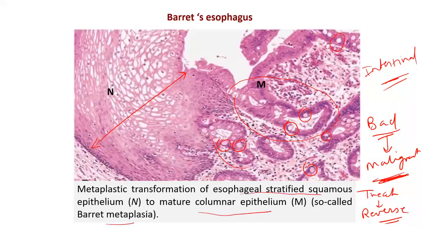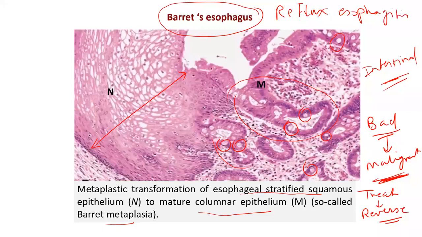And so you have to what? You have to treat the patient from reflux esophagitis to reverse the metaplasia. Okay? So the metaplastic transformation of the esophageal stratified squamous epithelium to mature columnar epithelium is called Barrett's metaplasia, and again this can be the intestinal or gastric epithelial type, and this is called Barrett's esophagus.